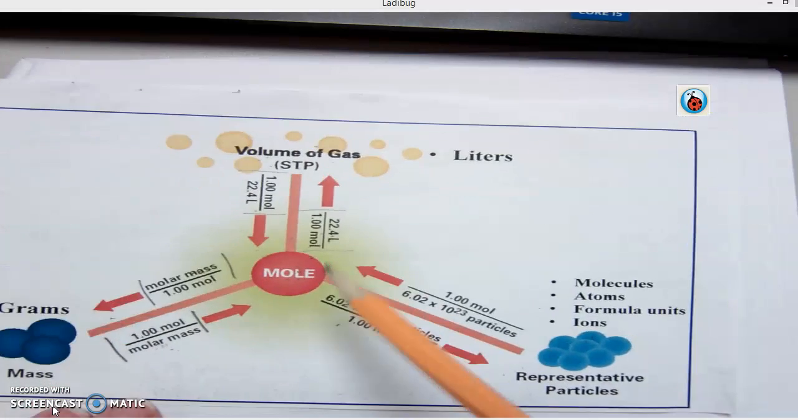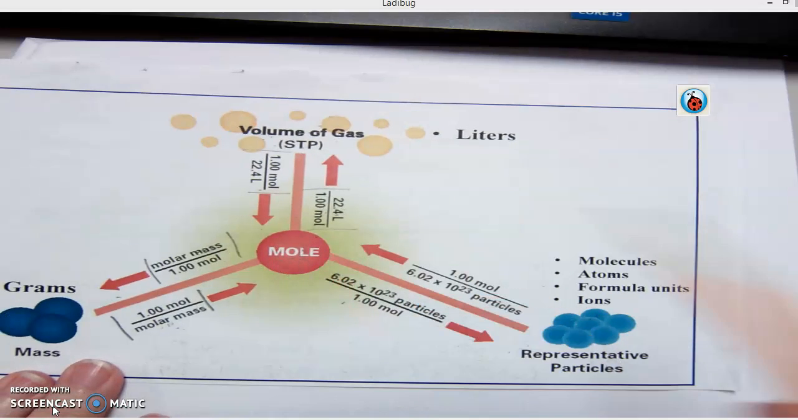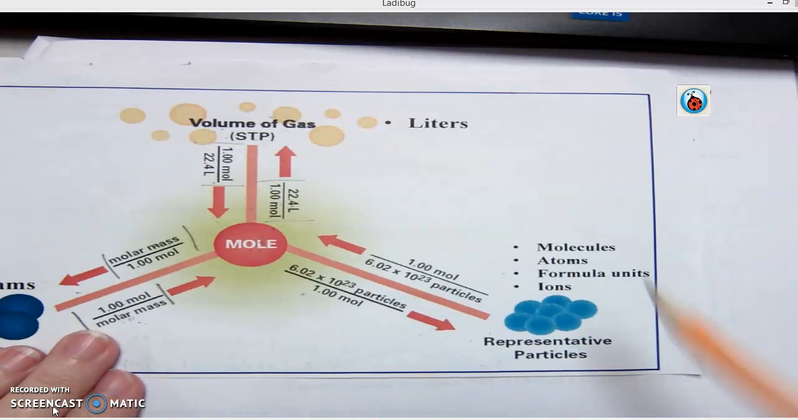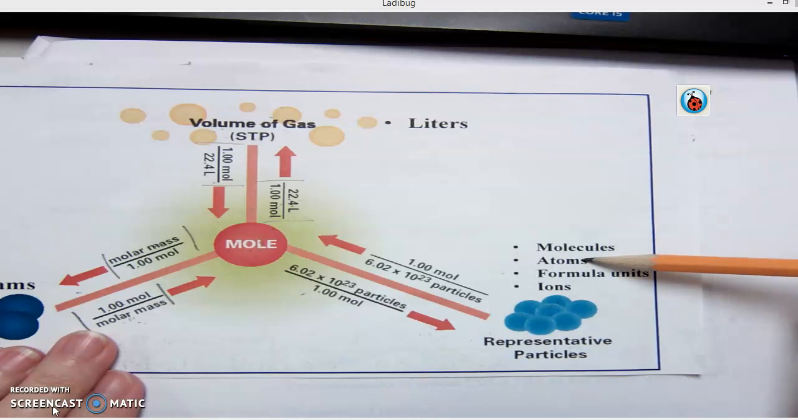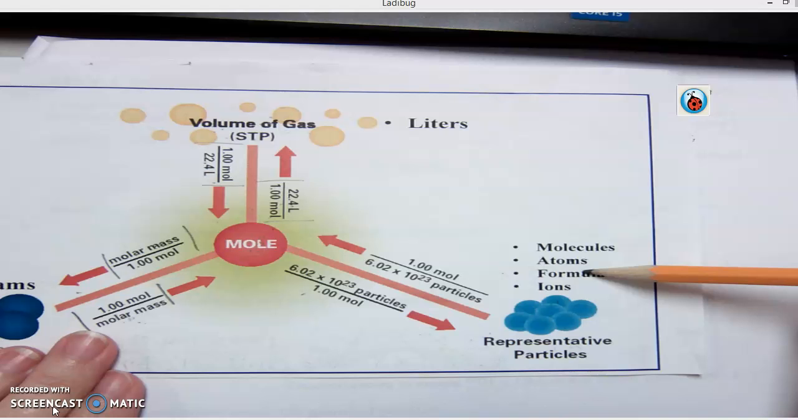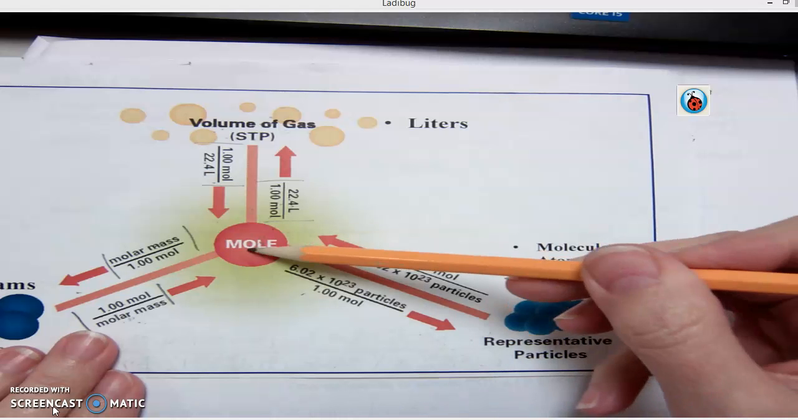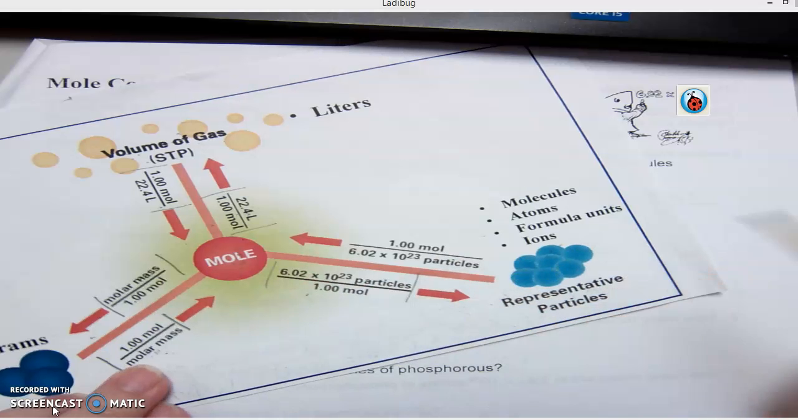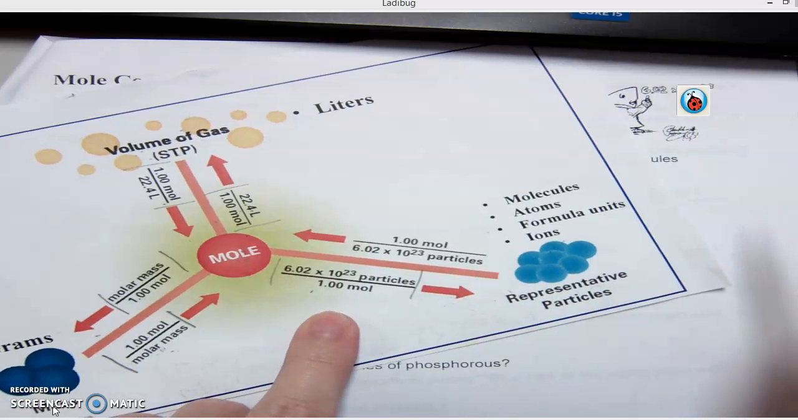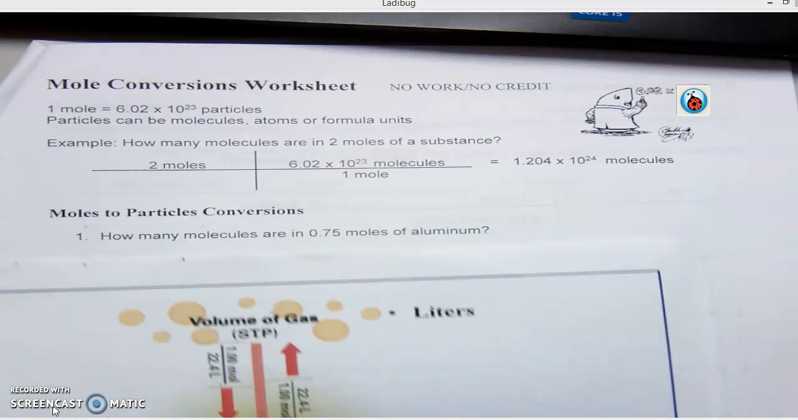So we find moles on this chart, and it's right here in the center. Here's our moles, and we're going to particles. Now notice where particles is. It's down here. Particles can be molecules, atoms, formula units, or ions. But we're going to go from moles to particles. So this tells you our conversion factor that we're going to use to get from moles to particles.